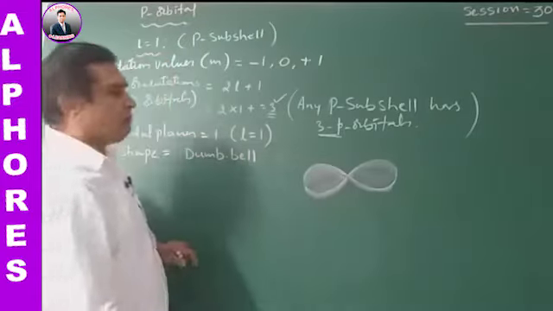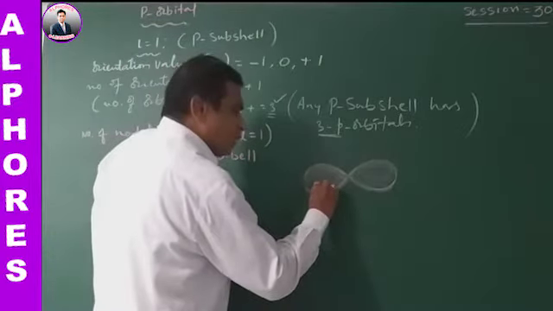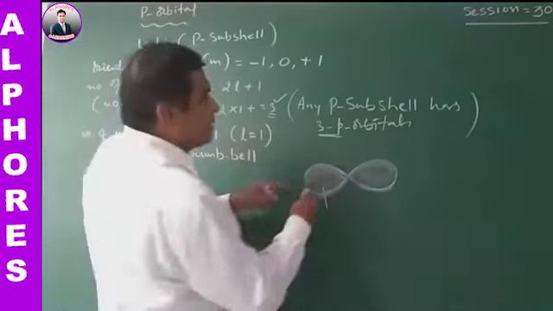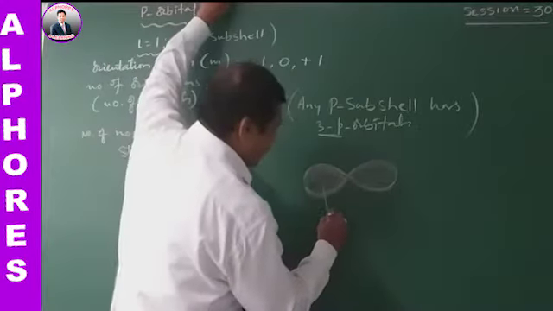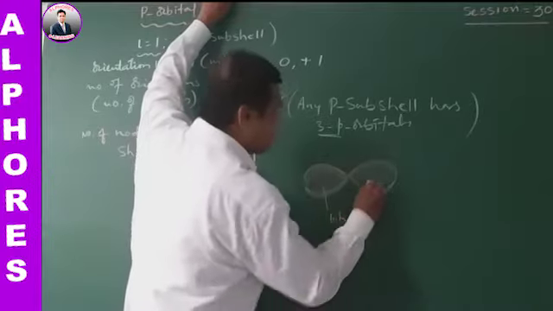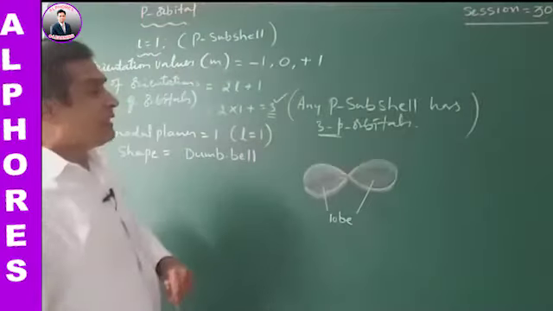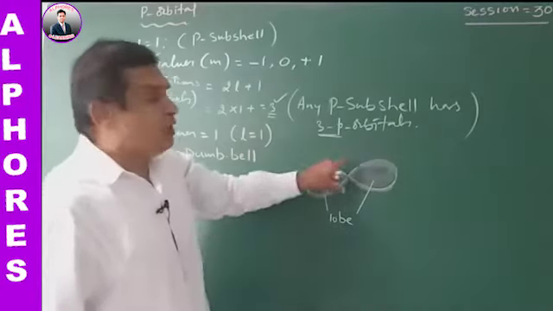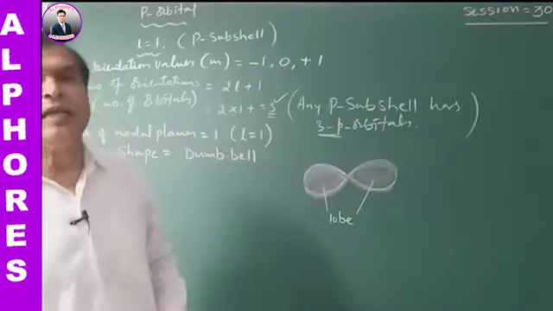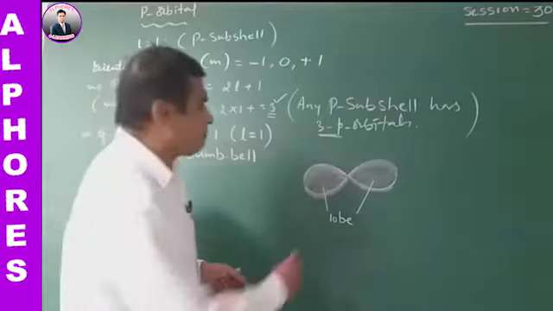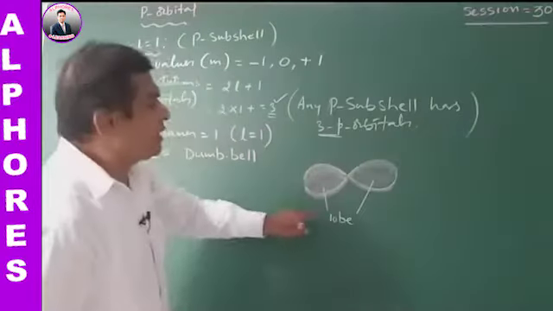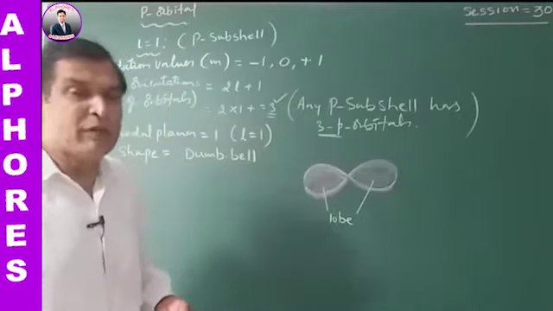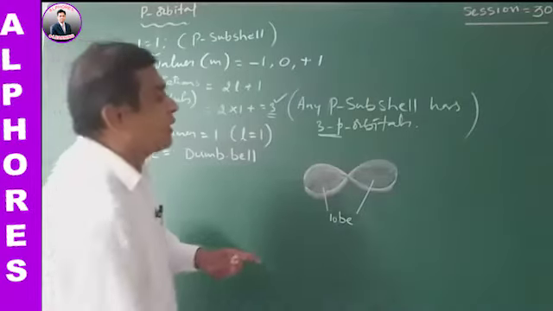This is a dumbbell shape, and in this the probability of finding the electron is more, so that is called a lobe. This is one lobe, this is another lobe. That means the dumbbell shaped p orbital has two lobes. What is the meaning of lobe? The lobe is the space around the nucleus where the electron density is maximum, or you can say the probability of finding the electron is maximum.